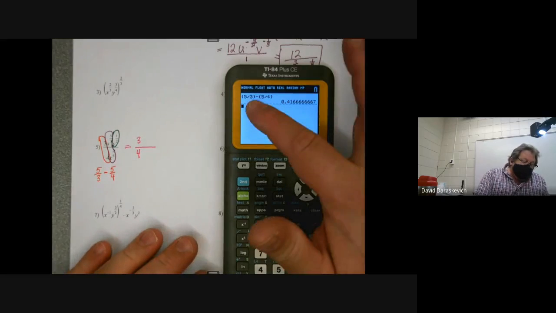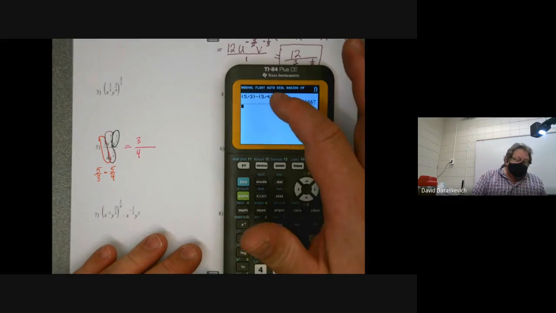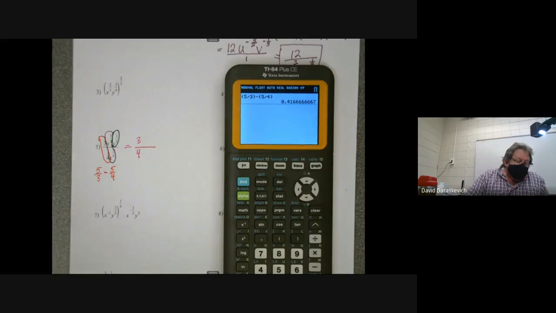So I subtract 5/4 from 5/3, and I get 0.41666666 forever. Now you're thinking, well, Mr. D doesn't allow me to use decimals. I need a fraction. So I'm going to hit my math button, and hit enter twice, and lo and behold, it changes to my fraction.